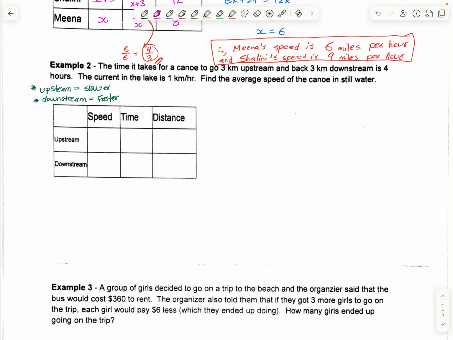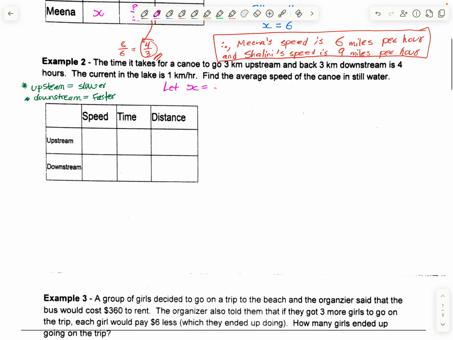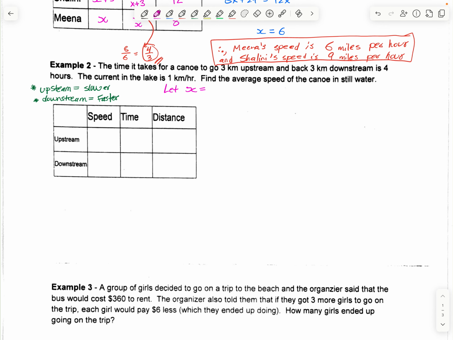So let's define our variable. In this problem, let x, I generally like to use the variable x. That's okay, you could use any letter, but let x equal speed of the canoe in still water, right? Then we can compare this with upstream and downstream. So let x equal speed of canoe in still water. Okay, so the current is 1 kilometer per hour, right?